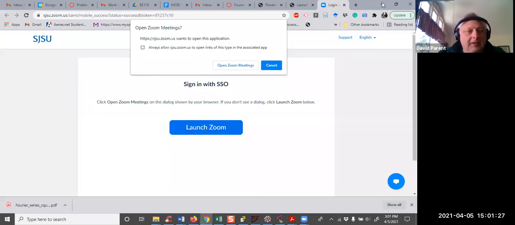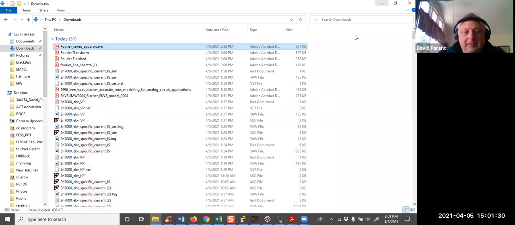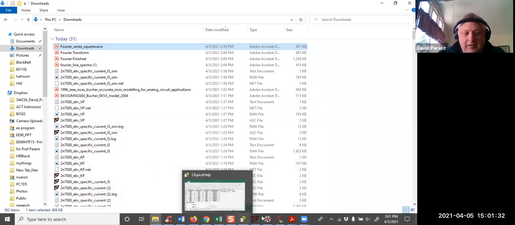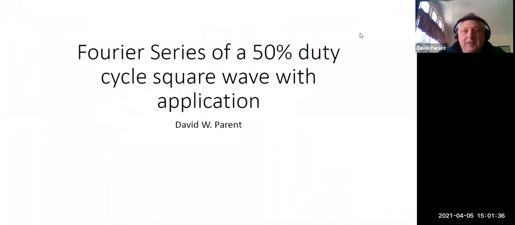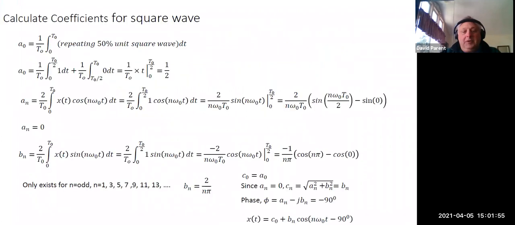I know it feels like a long time, but let's continue our conversation with the Fourier expansion with one of the more important examples that we're going to do for this class, and that is a 50% duty cycle square wave. All right. So this one we're going to do mathematically.